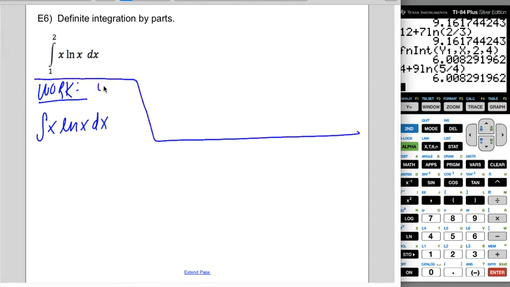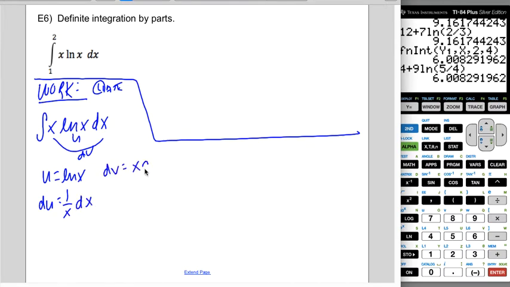So I know that I'm going to use LIATE. In this case, my log has to be my u, which means that this stuff has to be my dv. So my u is natural log of x, which means du is 1 over x dx. My dv has to be x dx, which means my v is x squared over 2. So I'm going to get that this is u times v, which is x squared over 2 natural log of x, minus the integral. When I multiply these, the 1 over x and the x squared just become an x over 2 dx.